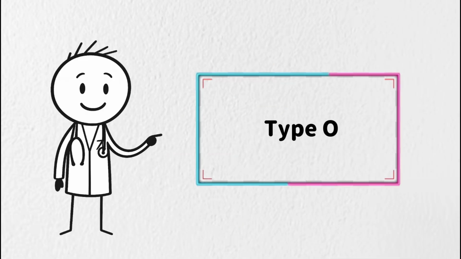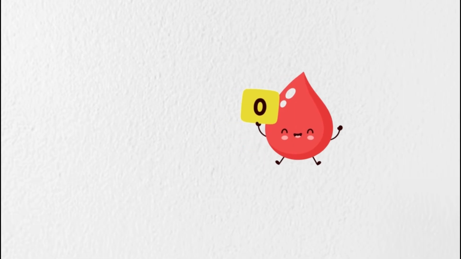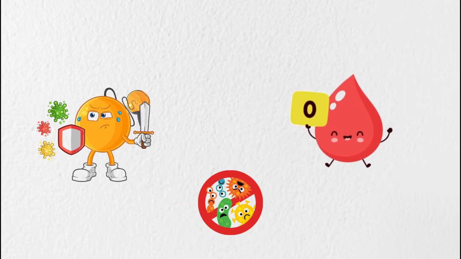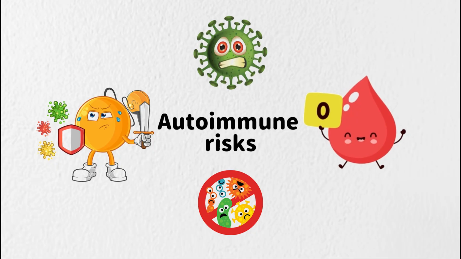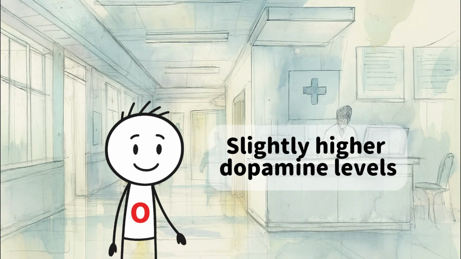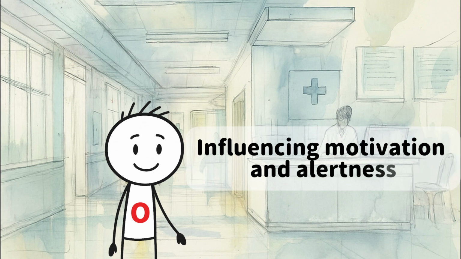Type O. Type O shows no A or B antigens. It often triggers stronger immune reactions against infections. This can help fight viruses, but may raise autoimmune risks. People with type O also tend to have slightly higher dopamine levels, influencing motivation and alertness.